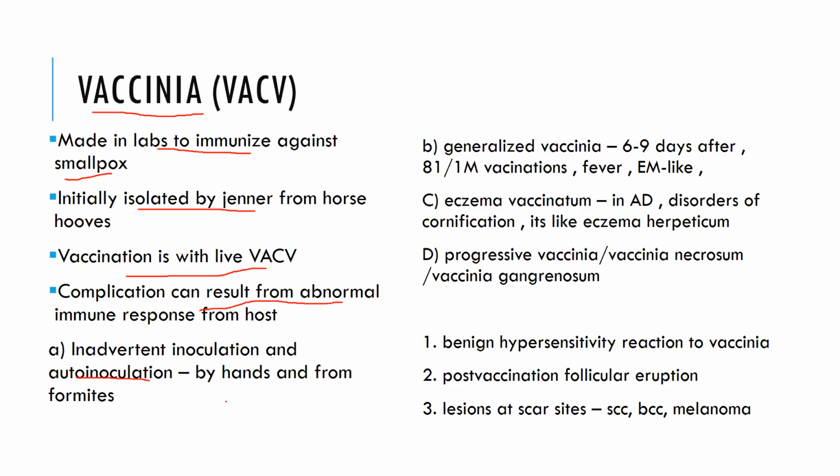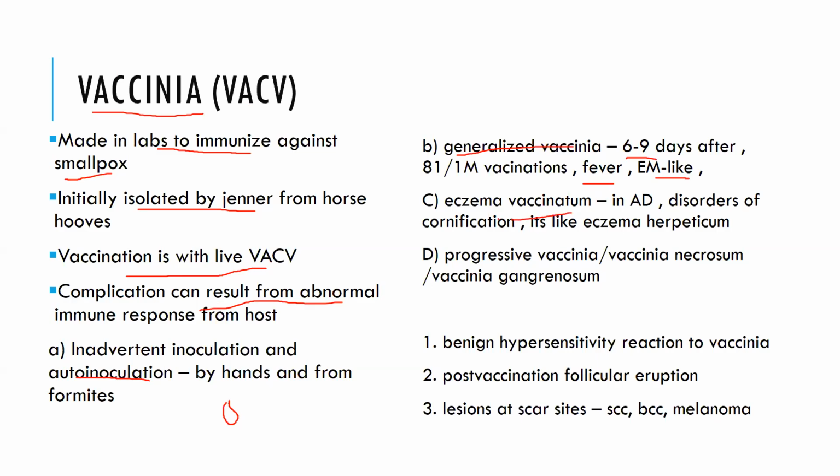You inject the hand, then the child maybe scratches that hand and then touches the face. Then you have spread of vaccinia to the face or even the rest of the body. Then we can have generalized vaccinia, which usually occurs about 6 to 9 days after the child has received the vaccine, and it will present with fever and lesions, which usually are similar to erythema multiforme, but at the end of it all, they turn out to be umbilicated papules that we've seen earlier.